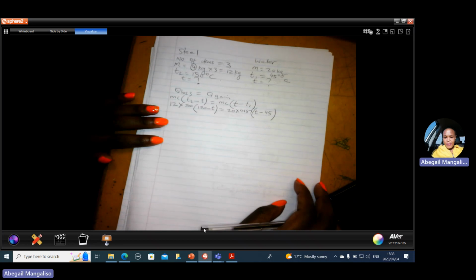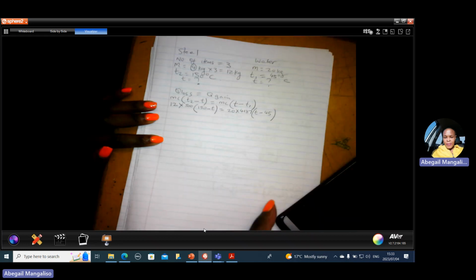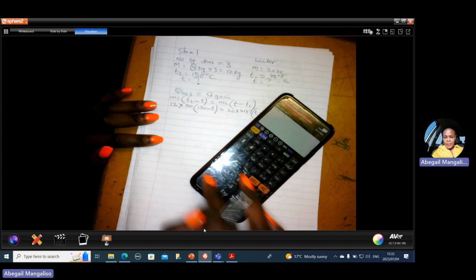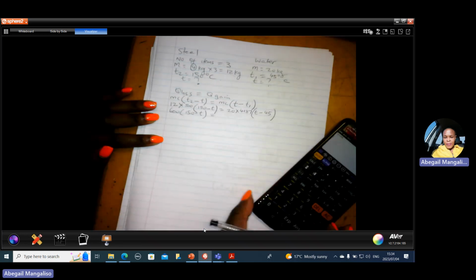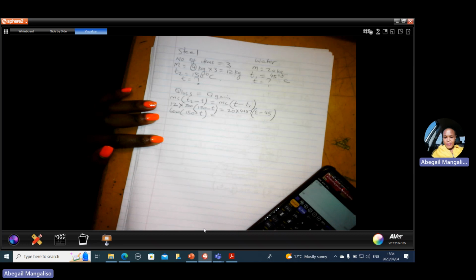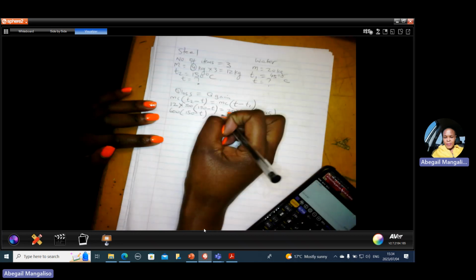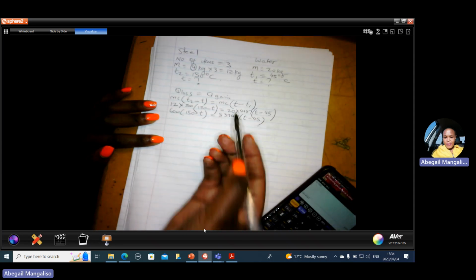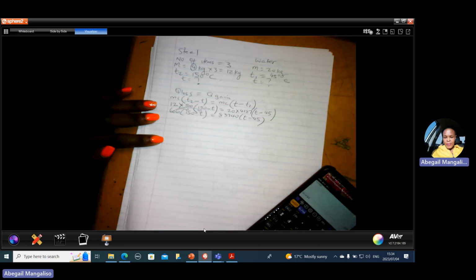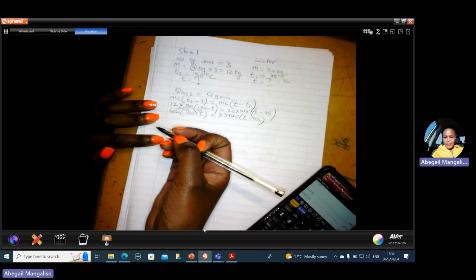We can remove brackets and make T the subject. When we remove the brackets, this is 12 times 500. Use your calculator to get what is 12 times 500. 12 multiplied by 500 is 6,000 in 150 minus T equal to 20 times 4187. 20 times 4187 is 83,740 into T minus 45. Then we remove brackets. We're going to multiply here. Then 6,000 times 150 is 900,000.